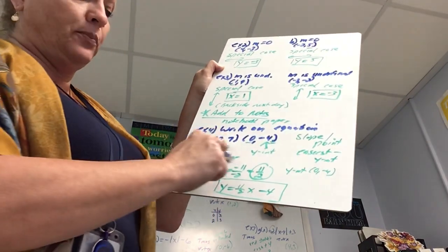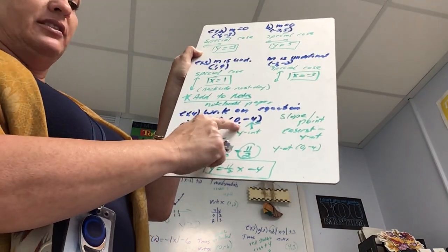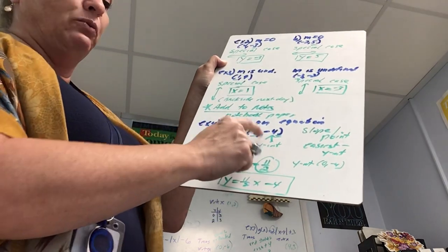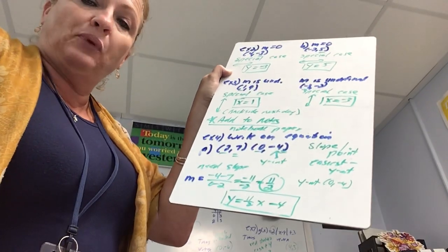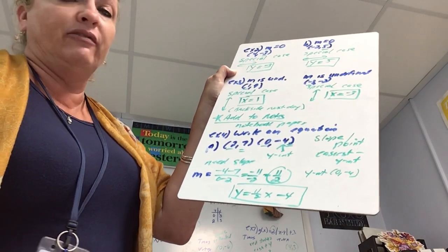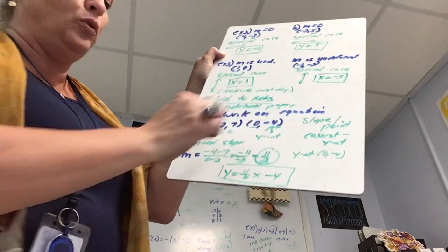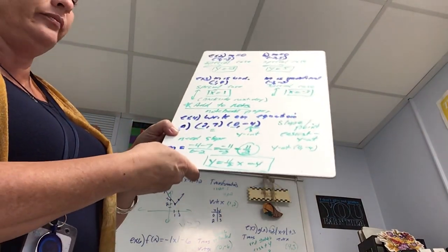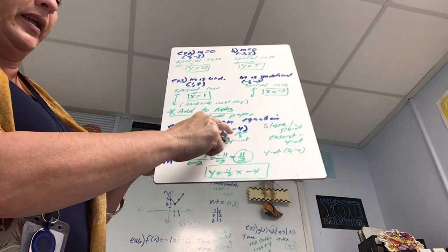Well, always look at your points. Are either one of these the y-intercept? They are. So bam, I do have my y-intercept, but what's the problem? No, I don't have my slope. So I can find the slope of a line between 2 points by doing difference in y's over difference in x's. So here we go, slope formula.